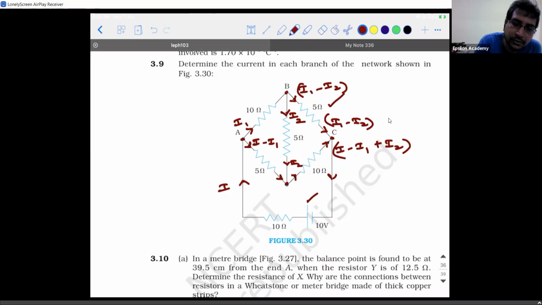So what is the current left by the battery? This I. So what will be the current? It will receive it back. It is going to be I. You will get a simple I by adding these two. That's it. Okay. So determine the branch currents in each circuit.